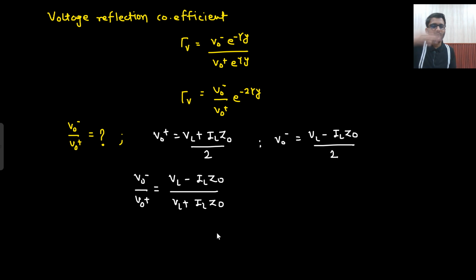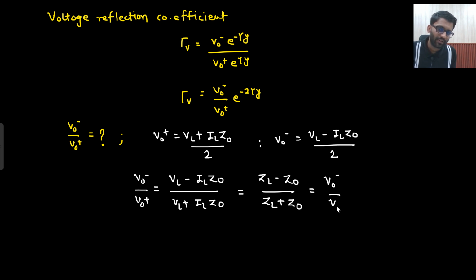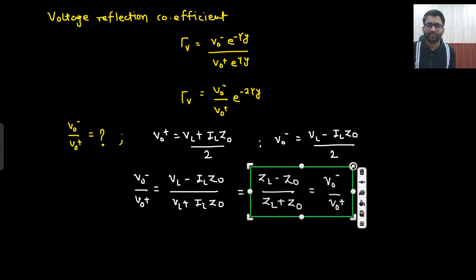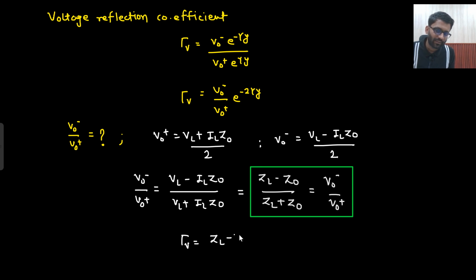If I divide by IL in both the numerator and the denominator, what do I get? VL by IL is ZL, so V naught minus divided by V naught plus is ZL minus Z naught divided by ZL plus Z naught. So this is your voltage reflection coefficient, ZL minus Z naught divided by ZL plus Z naught, but at any random point e to the power minus 2 gamma y is also there.